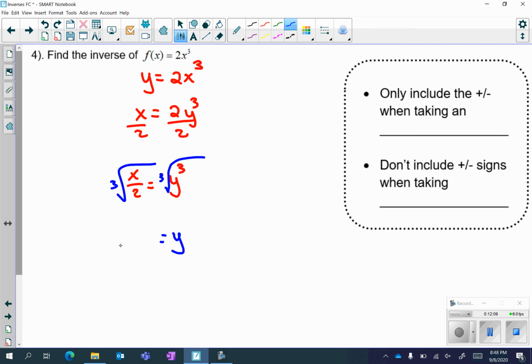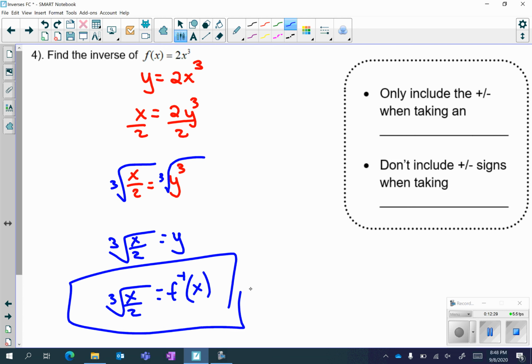Now, before, when we took a root, we included a plus or minus. We are not doing that this time. You do not put a plus or minus for cubed roots. So your final answer should be f inverse x is the cubed root of x over 2. So in your notes, only include the plus or minus when taking an even root.